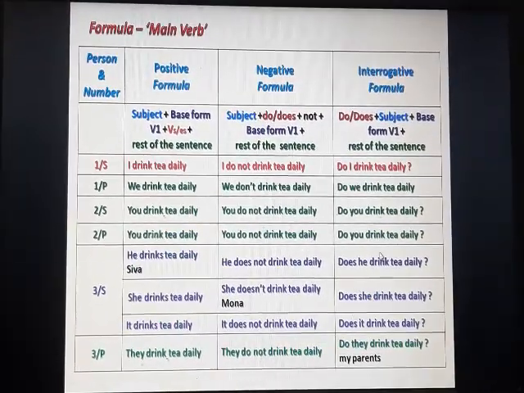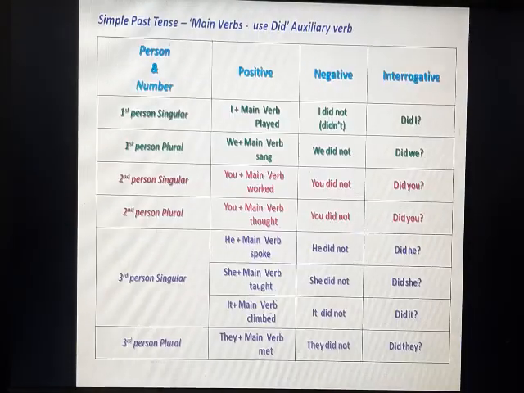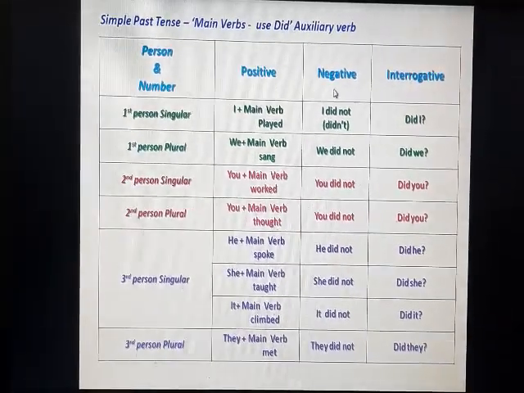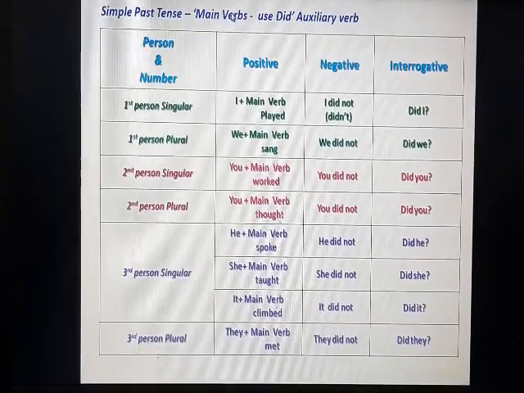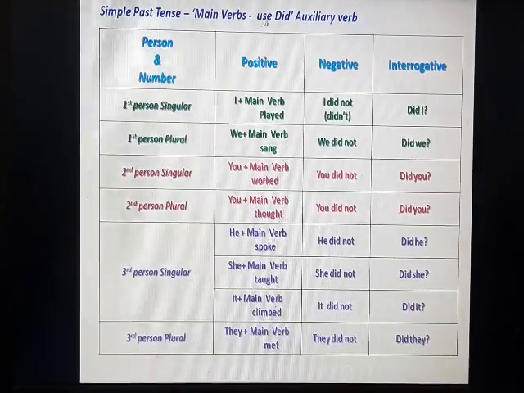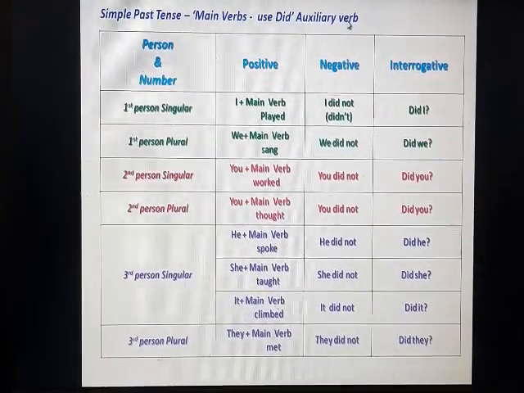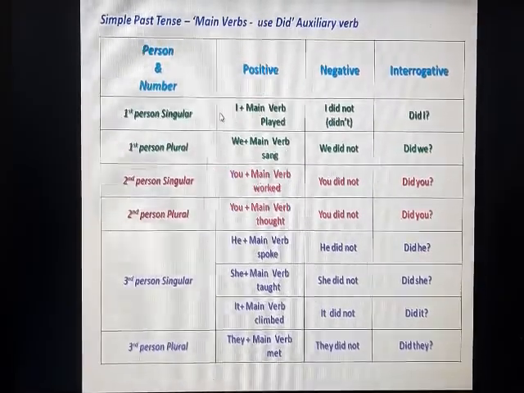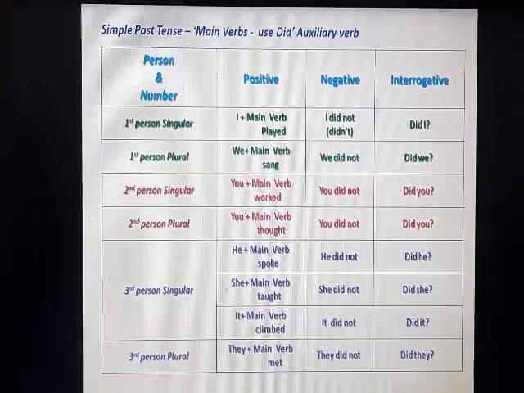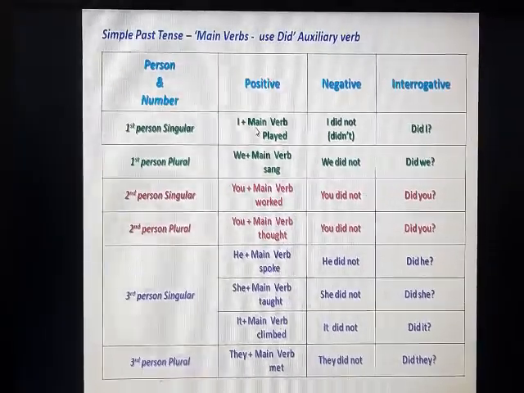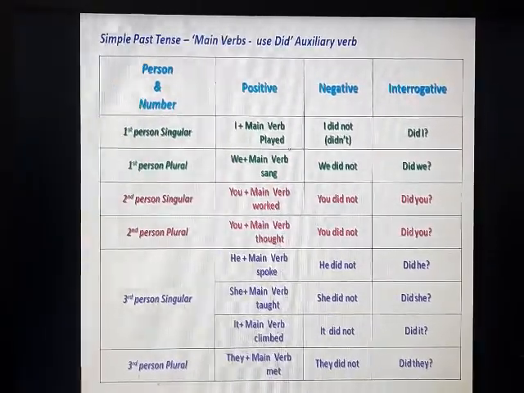Thank you. Let's continue, children. Now let's see how to form negatives and interrogatives in the simple past tense with the main verbs. We use the did auxiliary verb. Now in the positive sentence, remember you'll have the subject I, we, you, he, she, it, they, plus you will have the main verb which will be in the past tense.